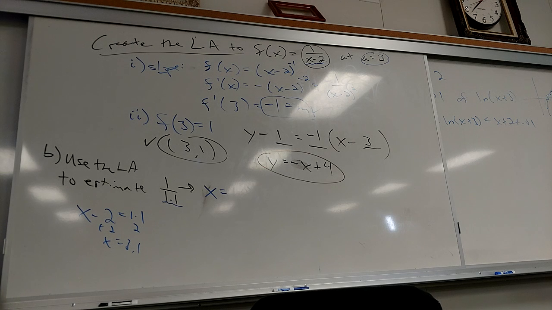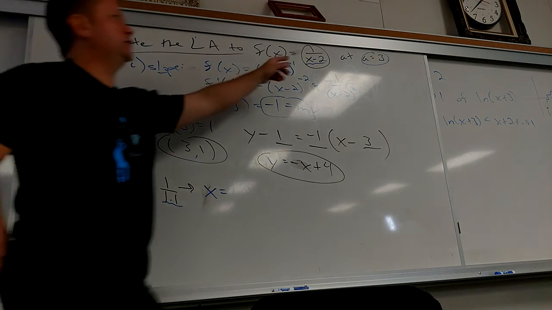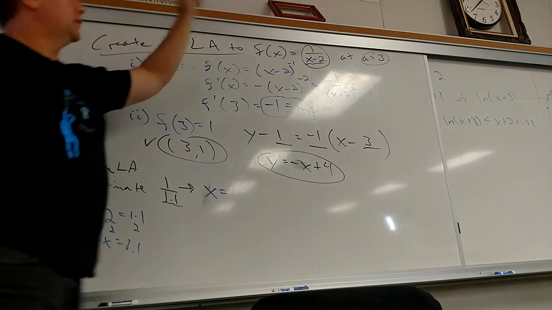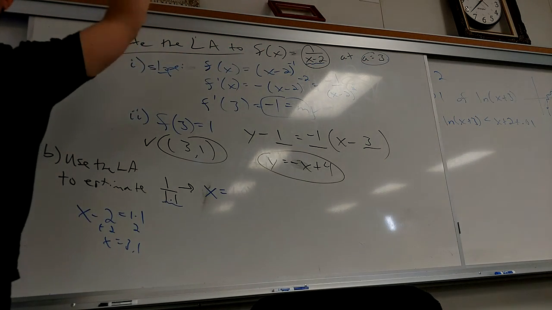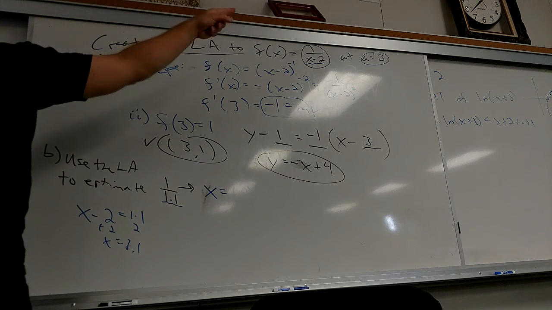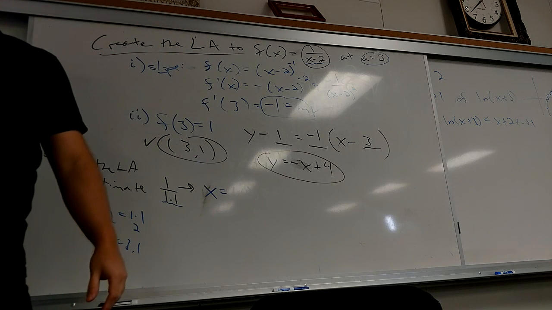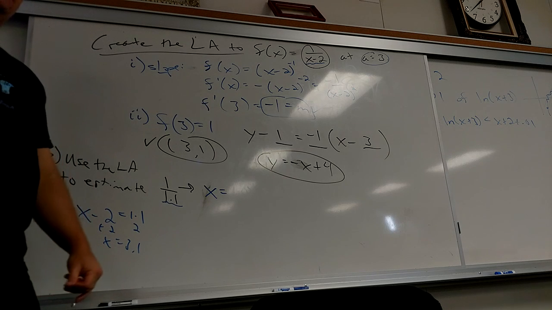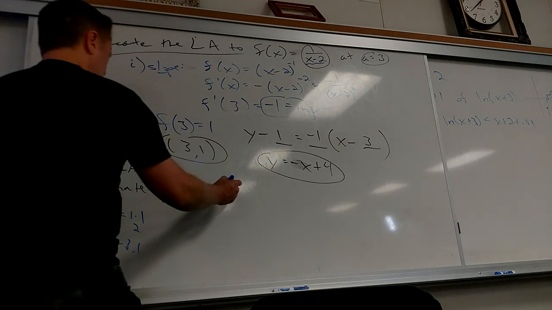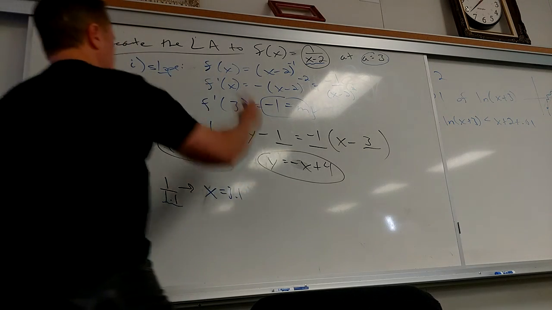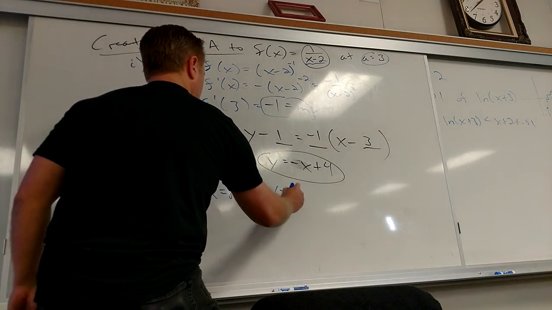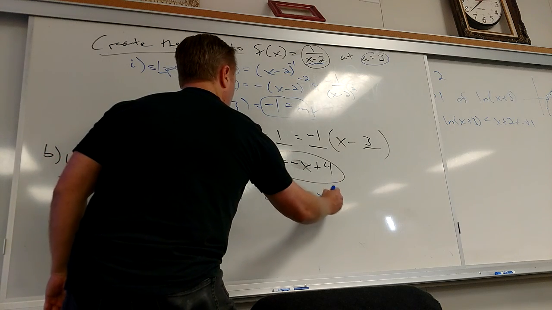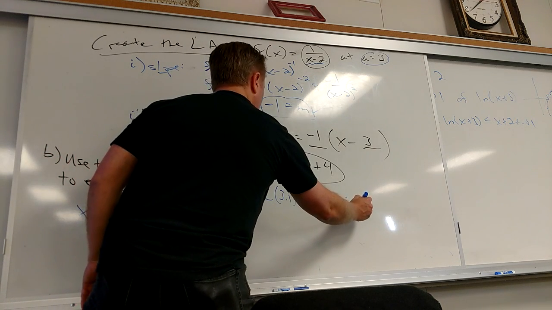Why is that a valid value to use? What did I build this linear approximation around? 3. And this is a decent function. It's not crazy. It's nice. So is 3.1 very far away from 3? No. So this means x is 3.1. So my approximation would say negative 3.1 plus 4. My approximation would say it looks to be 0.9.